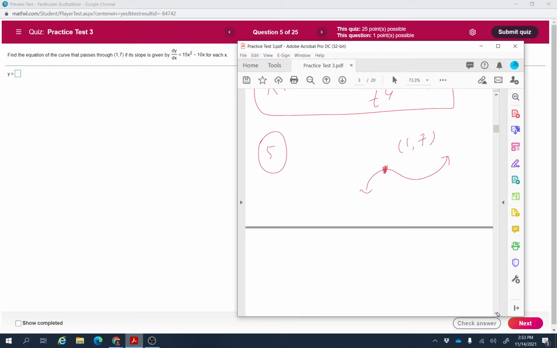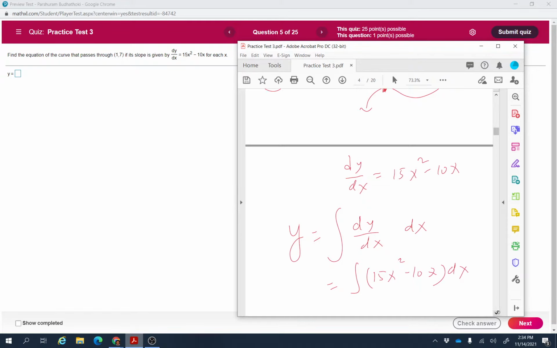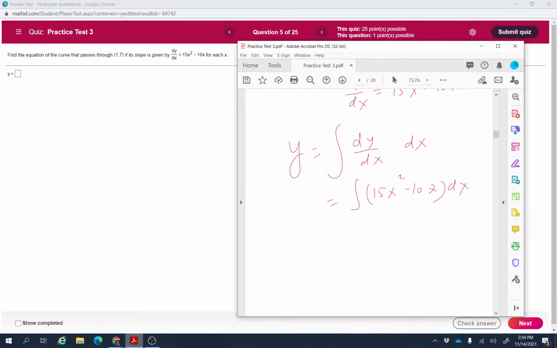We want to find the equation of this curve which passes through (1, 7), and we have given the slope of that curve. So we have given dy over dx, and we want to find the value of y. So the only way to go back is finding the antiderivative. So y is the integral of dy over dx with respect to x, which is the integral of 15x squared minus 10x dx. We can use indefinite integration here for finding the value of y. So use the power rule.